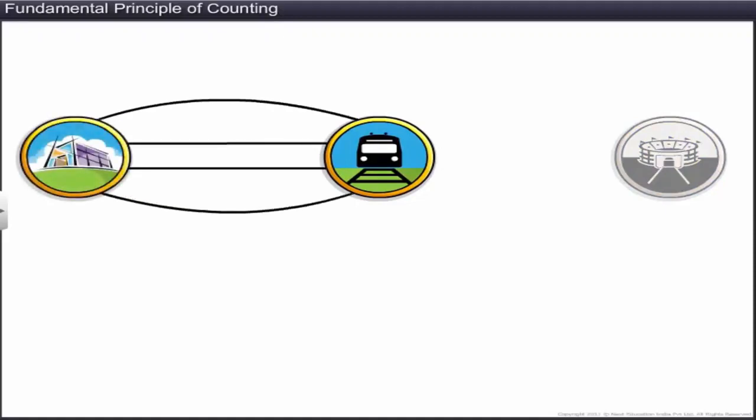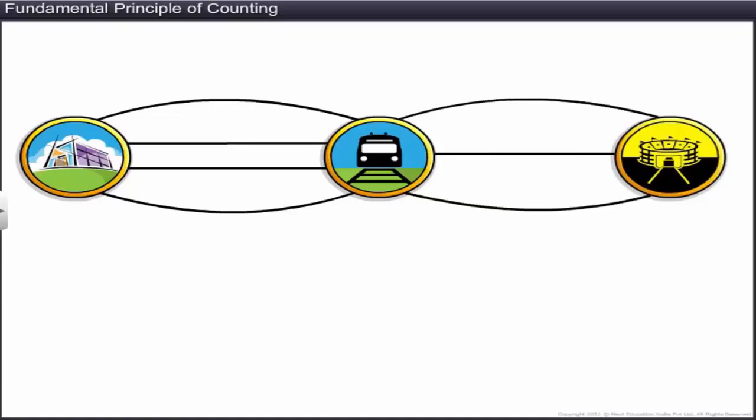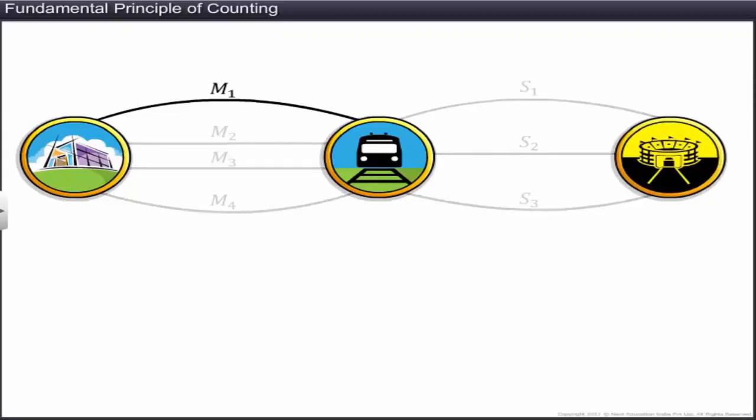There are 4 ways that go from the town hall to the metro station, and 3 to go from the metro station to the stadium. We are interested in the number of ways in which we can reach the stadium. We first take route M1 to the metro station and route S1 to the stadium. So our route is M1, S1. We can also take the other possible routes to the stadium as shown.